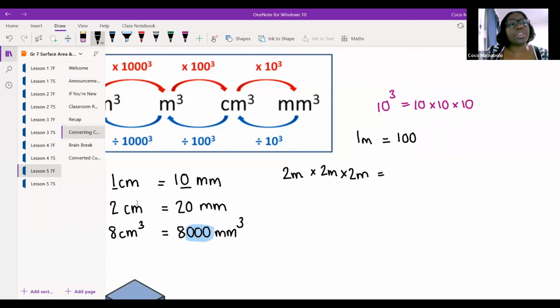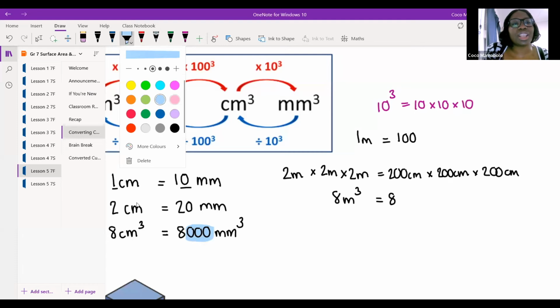So I'm telling you guys now, this is going to be a really big number. Because for 2 meters, I'm going to have to write 200 centimeters times 200 centimeters times 200 centimeters. Right now, 2 times 2 times 2, that's going to give me 8 meters cubed. Therefore, 200 times 200 times 200, how much is that going to give me? It's going to give me 8 million. It's a big number.